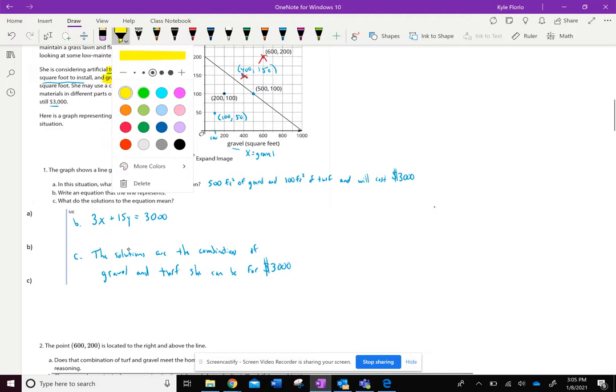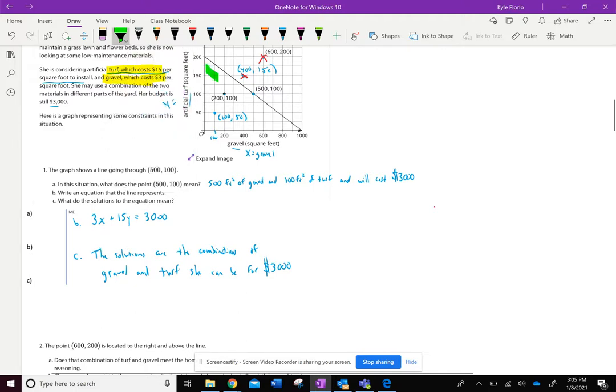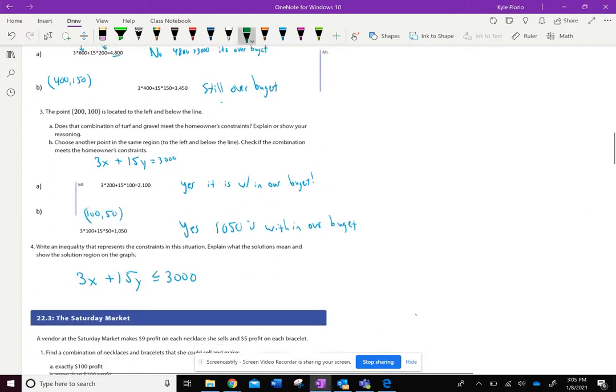So remember, we highlight the region. All solutions to that inequality are right here. What that means is if this person wants to spend under $3,000, any point in this green region, any point on the line or under the line, will be within our budget. So any point here, it doesn't matter which one you pick, will be within budget. Any point outside of that line is out of budget. So you don't need to really do computations to say yes or no. You can just look at the graph, and anything in the shaded region is a solution.